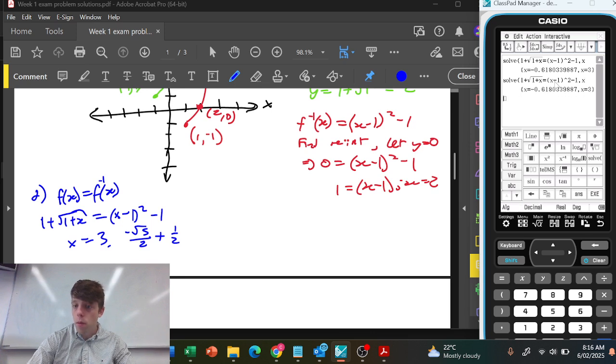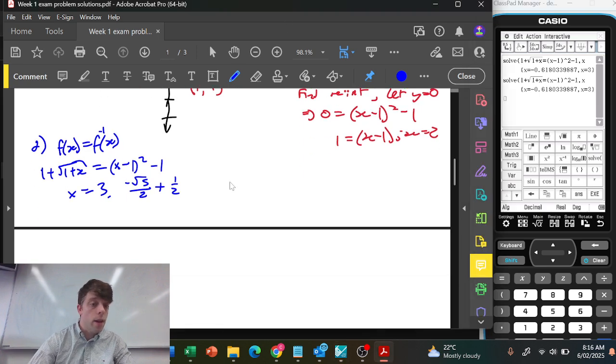Well, let's put it into standard form. You can see that number there is clearly less than 1, so we must reject that one. So x is equal to 3. So that there is going to be the one that we will include, and that's the x value of this point of intersection. And then finally, to find the y value, just substitute that into either one of the equations.